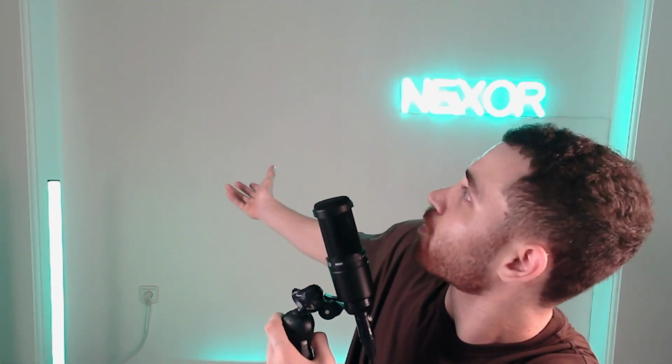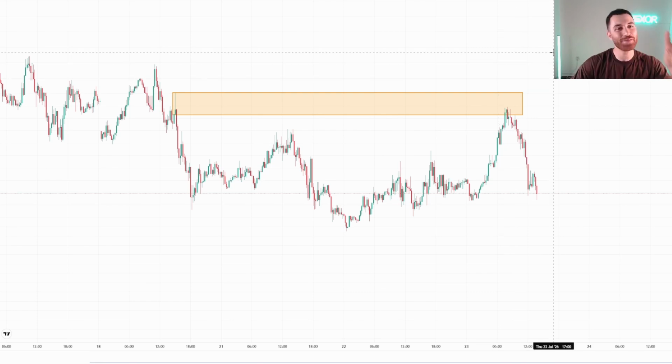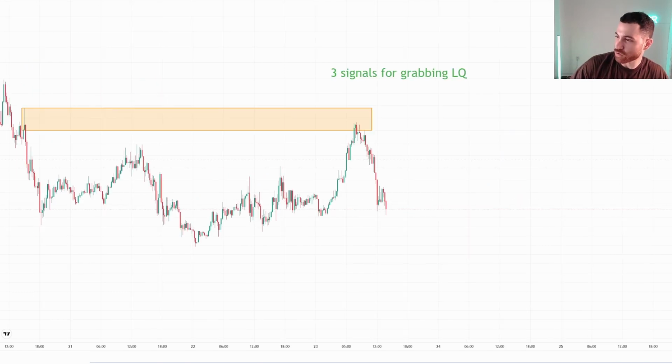Imagine you're surrounding your enemies and you're waiting for the commander's command or some horn or something, and you're just waiting and nothing happens and they just leave. And you look at your commander and say, what the fuck, man? In order to not experience that, we have 3 signals. You need to learn these 3. These are super important. 3 signals for grabbing liquidity.